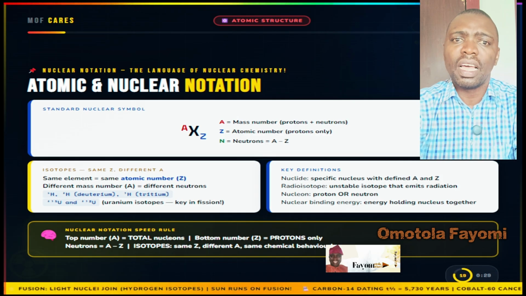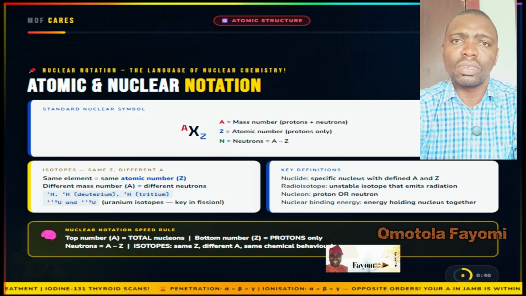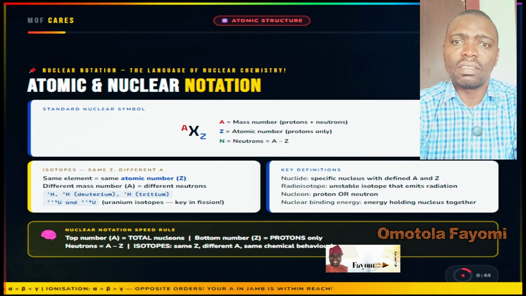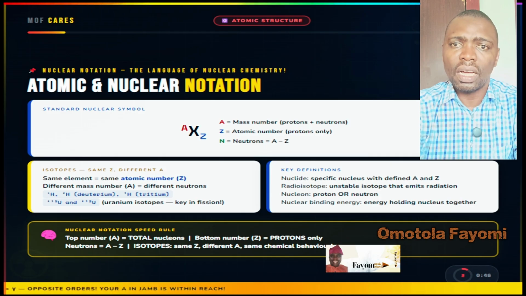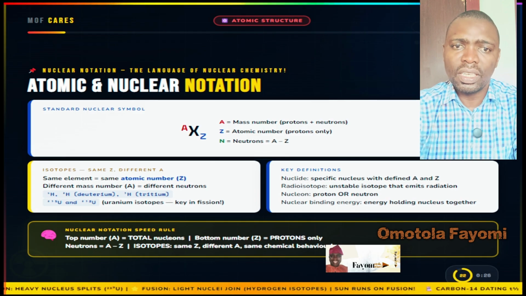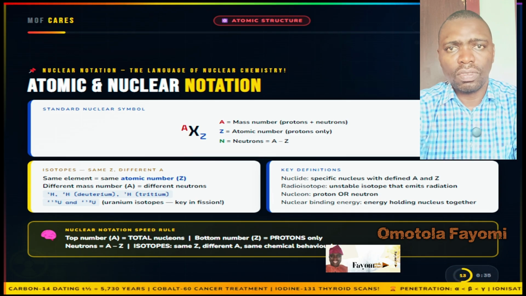that describes every nucleus. Every nucleus is described by the symbol A/Z, then the element symbol X. The top number A is the mass number, the total count of protons and neutrons in the nucleus. The bottom number Z is the atomic number, the count of protons only. The number of neutrons is simply A minus Z. So for uranium-238, A equals 238, Z equals 92, neutrons is 238 minus 92, which is 146 neutrons.